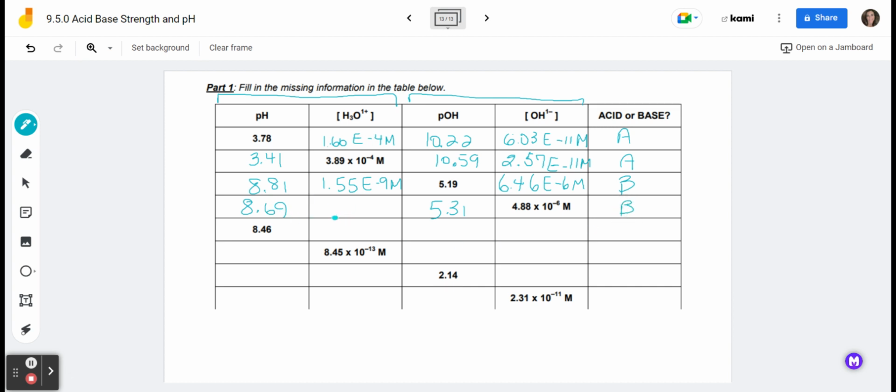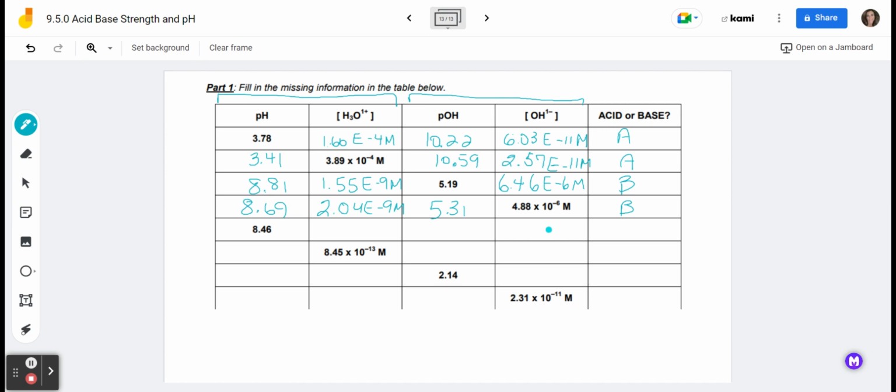Now I can do one more. I can figure out the hydronium concentration from that. Inverse log negative 8.69. And that's 2.04 E negative 9.